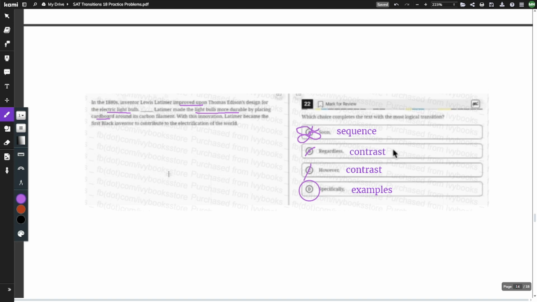It's D. I should have explained why it's not soon. Right here it says in the 1880s he improved on it, so we're not changing times or anything. It's literally just in the 1880s, so there's no soon. Yeah, it's D. It's an example.